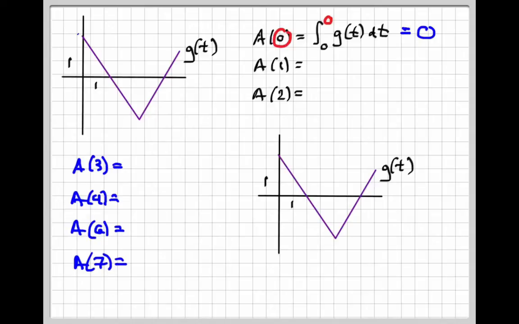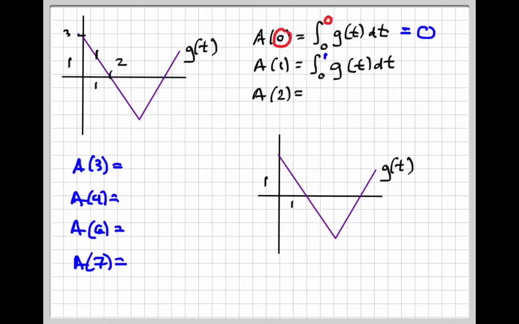Now what about A of 1? Well, likewise, that's going to be the integral from 0 to 1 of g of t dt. Now, since this graph of G is made up of straight line segments, I can actually find out the value of the integral from 0 to 1 exactly by using a little bit of geometry. Now, the line over here has a slope of -3/2 because it starts at 3 right here and crosses the x-axis at 2 right here. So if I go over by 1, I'm going to drop by 3/2.